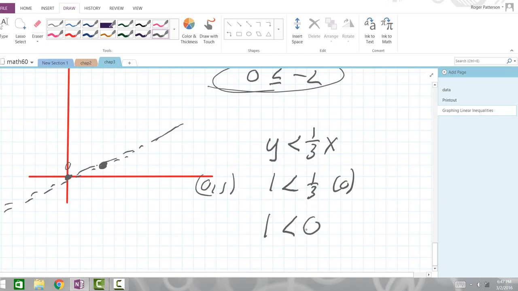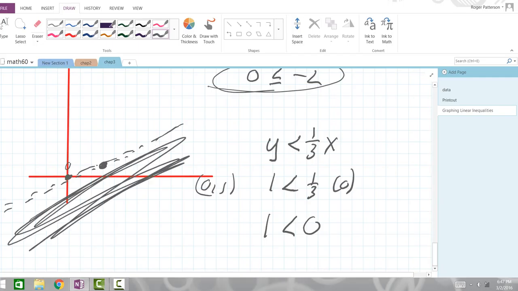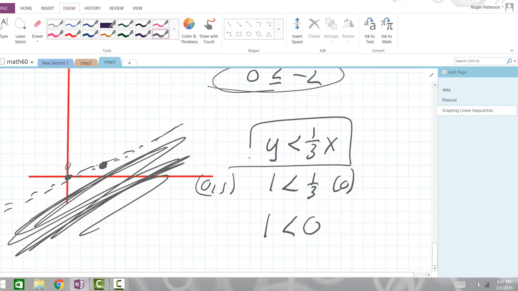Okay. 0. Is 1 less than 0? False. So which way do we shade? Got to shade below because I picked that point. Notice that's consistent with what this says. Y is less than 1/3 x. I'm going to shade below. And that's that. That's those.